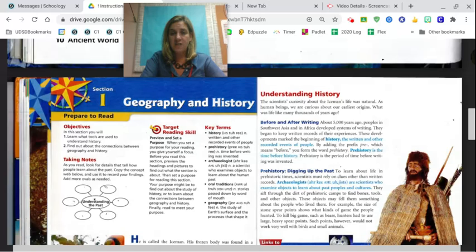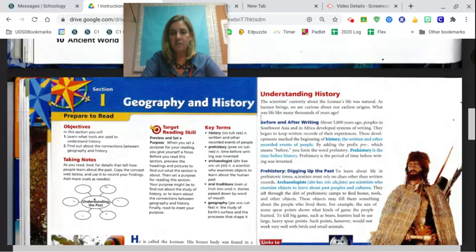Understanding history. The scientist's curiosity about the Iceman's life was natural. As human beings, we are curious about our earliest origins. That might be a word gap for me. I don't know what the word origin means. Maybe you're thinking to yourself, there's something the author assumed you knew. What was life like many thousands of years ago? Oh, I could even maybe steal that for my purpose question.